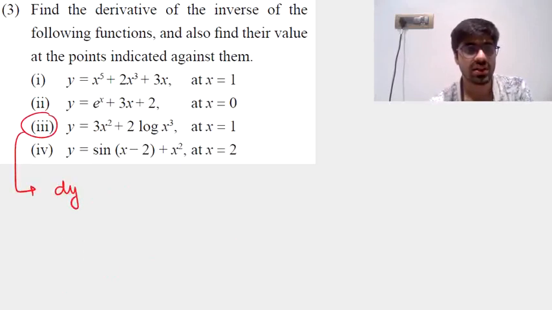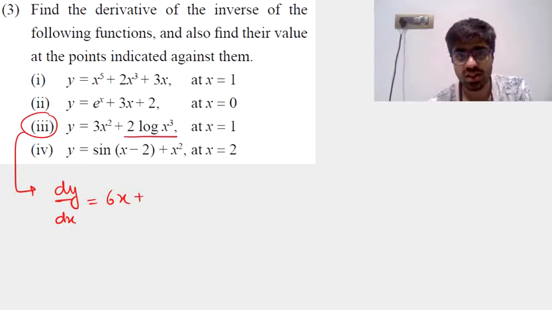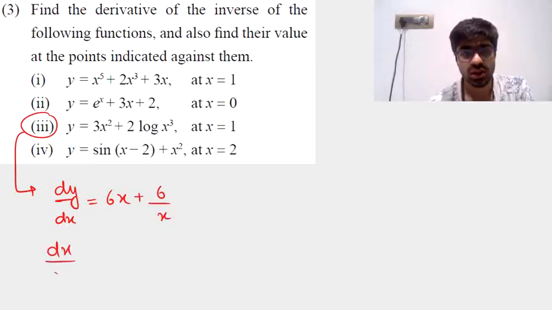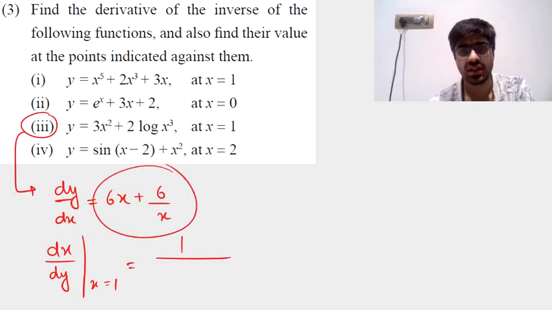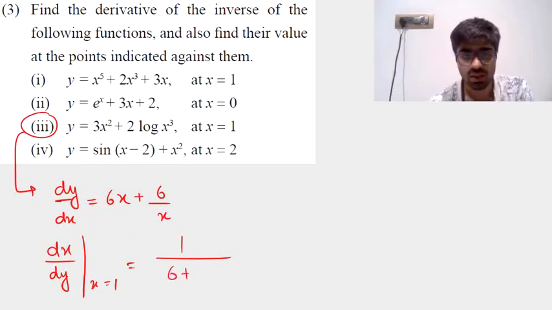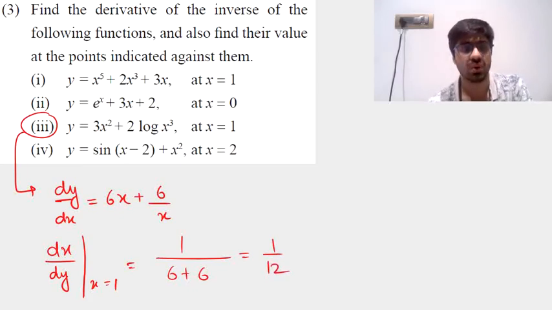So dy by dx, that's going to be 6x plus, or you can take this 3 outside, so that's going to be 6 log x, and 6 upon x will be the derivative. So dx upon dy, that too at x equal to 1, that's going to be 1 upon this entire thing, that is 1 upon 6 plus 6 upon 1, which is equal to 6 only. So this is going to be equal to 1 upon 12.